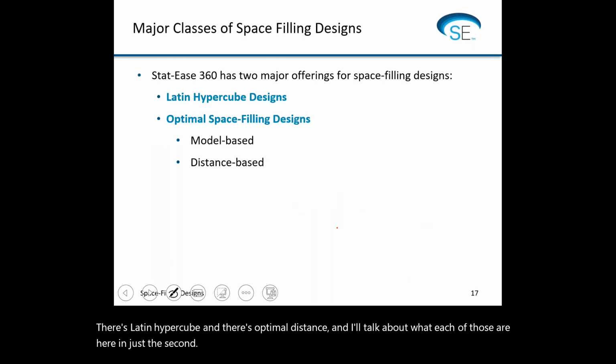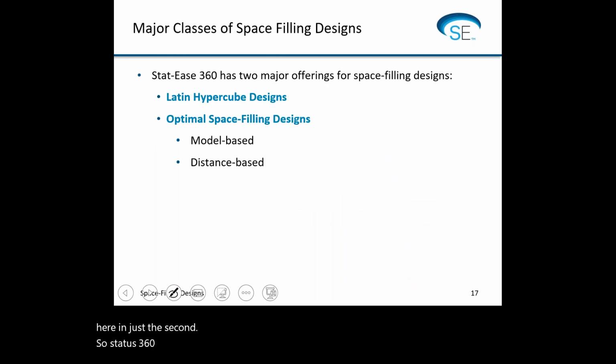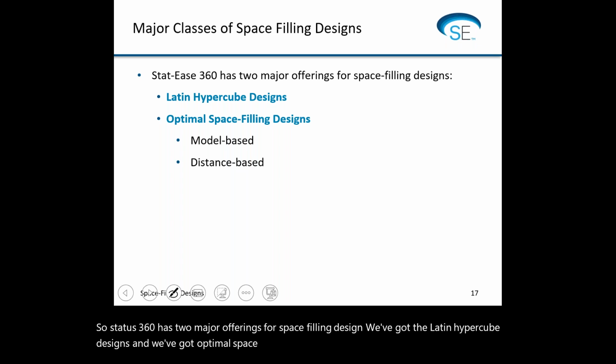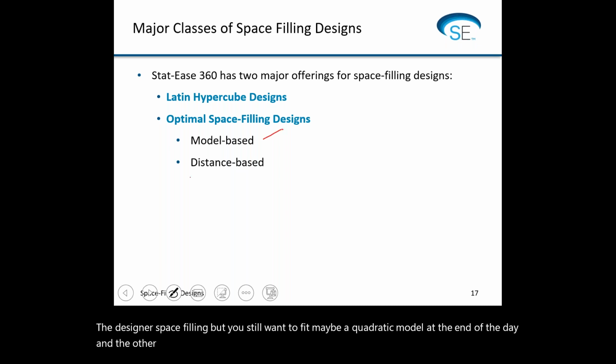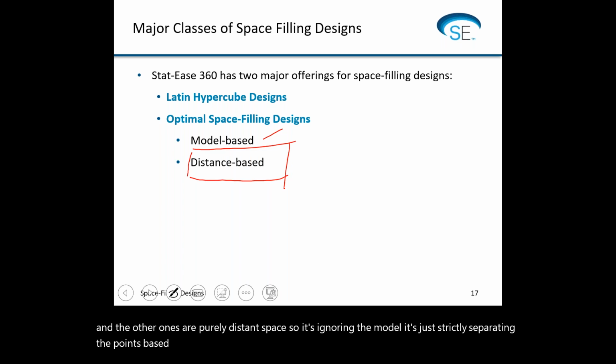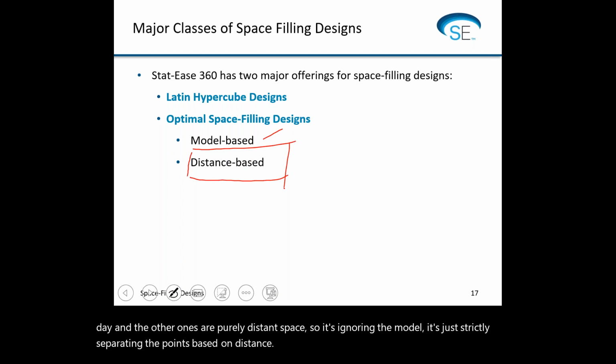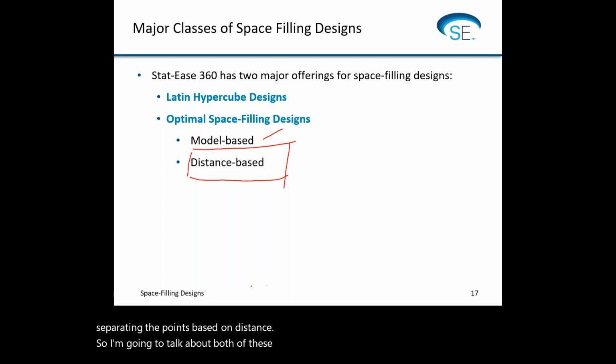Statist 360 has two major offerings for space filling designs: the Latin Hypercube designs and the optimal space filling designs. Among the optimal space filling designs, some are model based, meaning the design is space filling but you still want to fit maybe a quadratic model at the end of the day. The other ones are purely distance based, so it's ignoring the model and strictly separating the points based on distance. I'm going to talk about both of these in just a second.